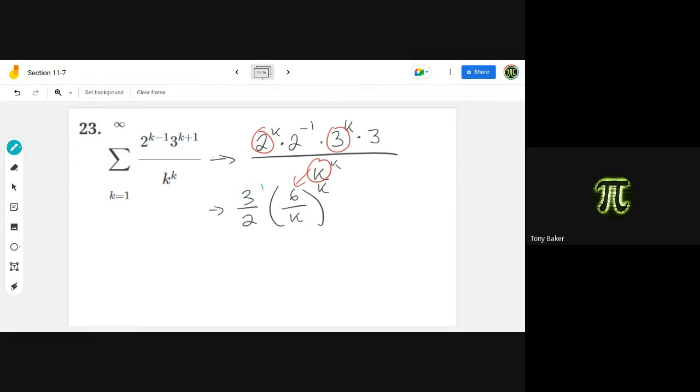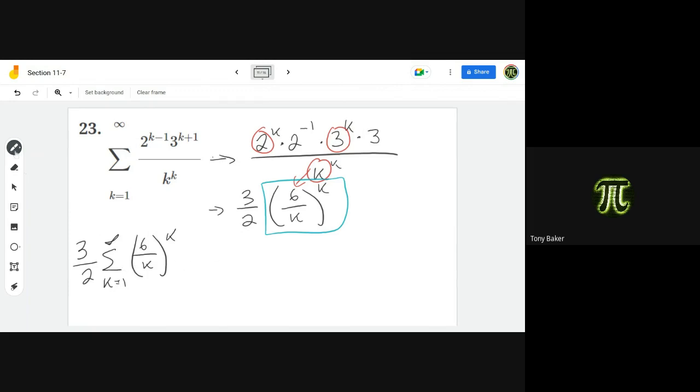If I ignored the first part, because remember one of the rules that we did at the very beginning said that I can do this, I can pull out the 3/2. So I can just ignore that for right now. So what am I going to do with that 6/k to the kth power? Yeah, the root test gets rid of that k, right? So let's do the root test of this one.